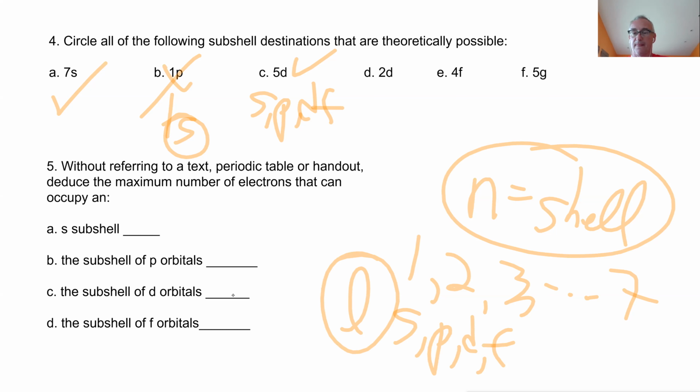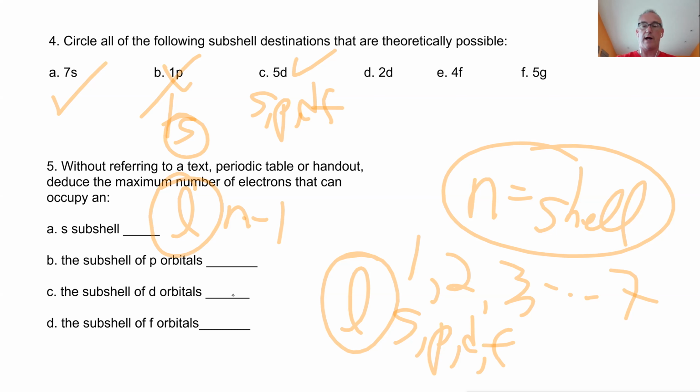So then how do you know whether something like 4D is possible or not? Yeah, good question. Because the maximum value of L is n minus 1. That's the maximum value for L.